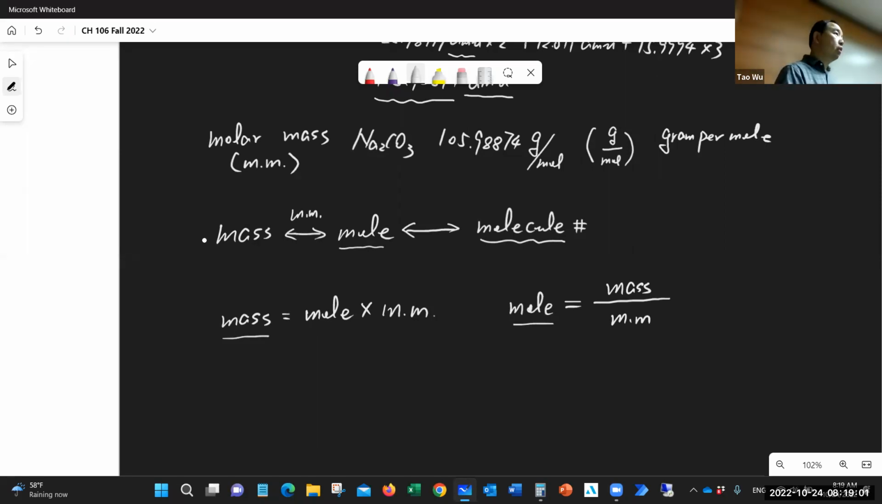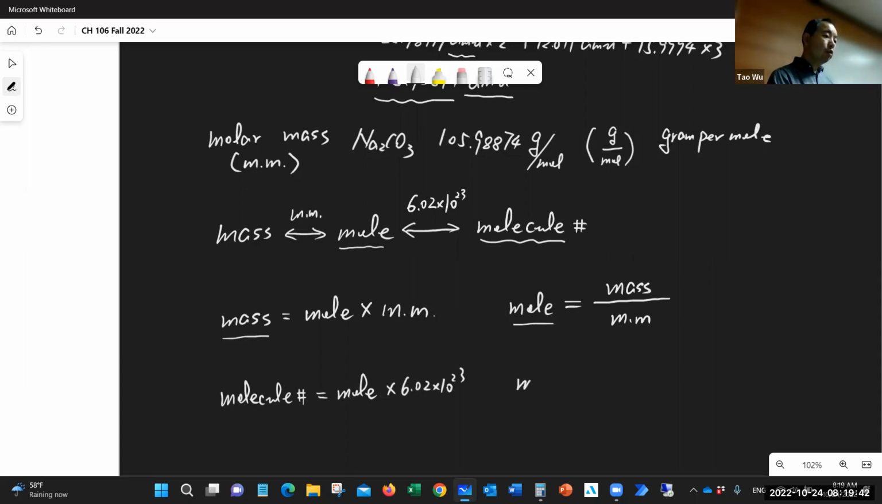6.02 times 10 to the 23rd of those numbers is 1 mole. If it's twice that much, it's 2 moles, right? So that's why we also have a conversion between mole and molecule number. The conversion factor is just 6.02 times 10 to the 23rd. If you want to convert from mole to molecule number, that's just the mole number times 6.02 times 10 to the 23rd. So you're going to have a really, really big number in this case.